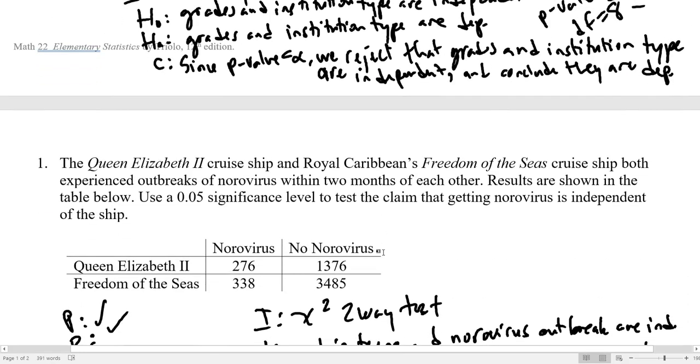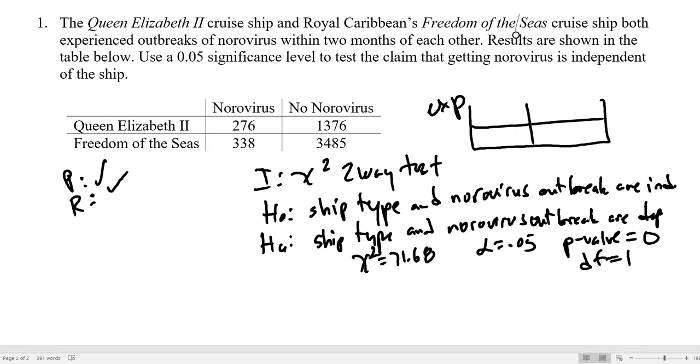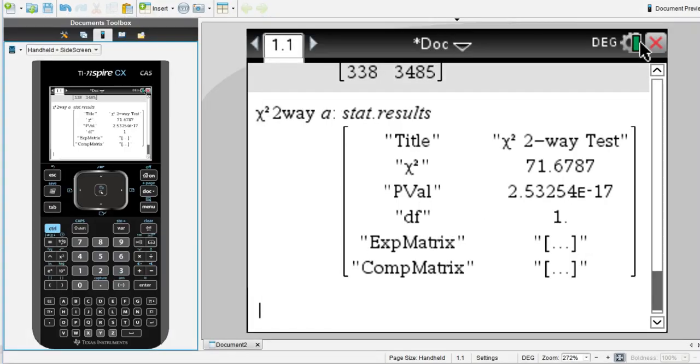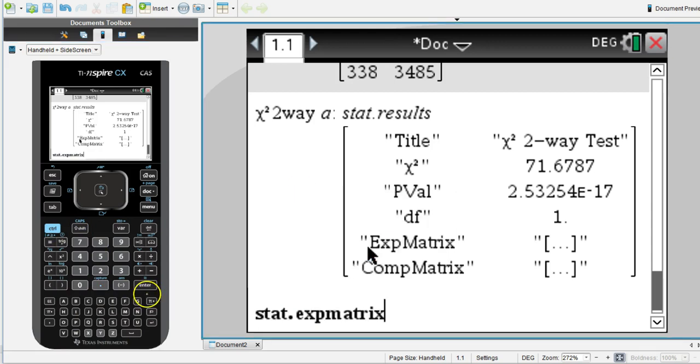We still need to fill in the expected matrix. 2x2. What are our expected numbers? You can do row times column divided by n. Totally do that. Or, since you've already run the test, stat dot expected matrix.